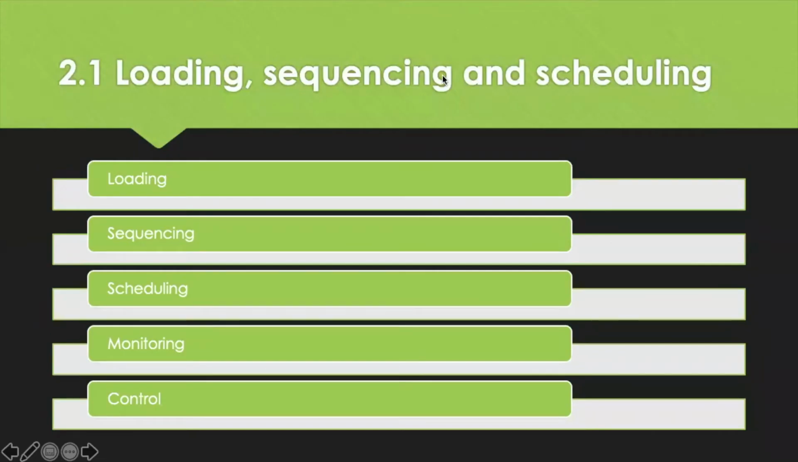Monitoring and control is a regular activity performed by the operation manager. Once they've finished the loading, sequencing and scheduling plans, the monitoring aims to capture the progress of an order. One of the challenges relating to monitoring and control is identifying what to monitor and how to control it.